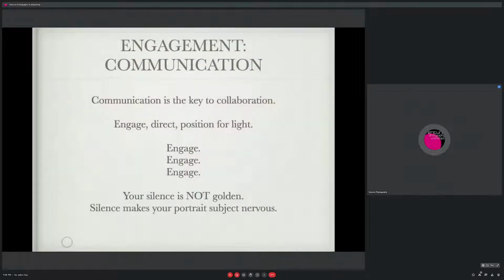So here are some communication engagement tips. You have to communicate. You've got to engage, you direct, you position for the light, then you engage. Even if you're talking nonsense, you're engaging. Silence is not golden when you're a portrait photographer, because when you pause and you don't say anything, they don't know what's going to happen. They don't know whether they're doing something wrong. They don't know why you've stopped talking.